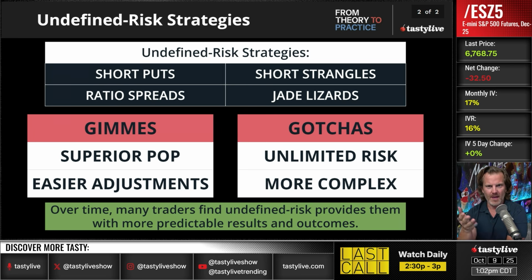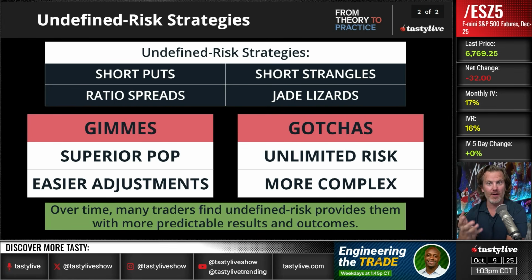What are the gimmes? And what are the gotchas? We talked about this yesterday, right? We talked about this with defined risk. I think this is the best way to break down anything in the marketplace. You look at the gimmes and you look at the gotchas. They always come together. You can't have one without the other. So what are the gimmes when it comes to undefined risk?